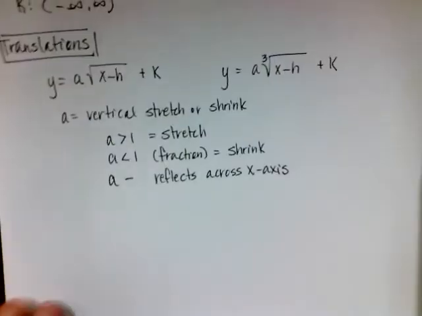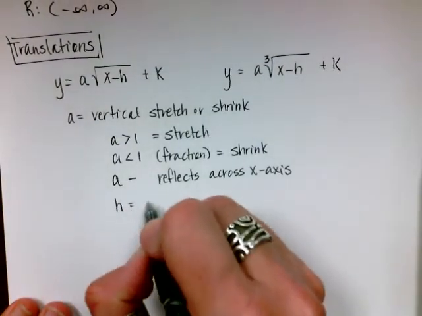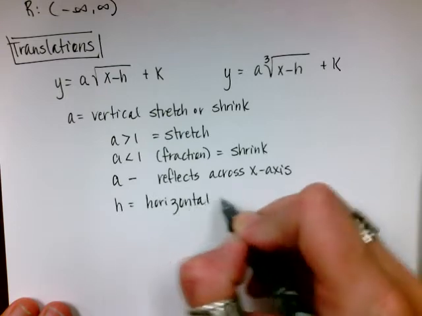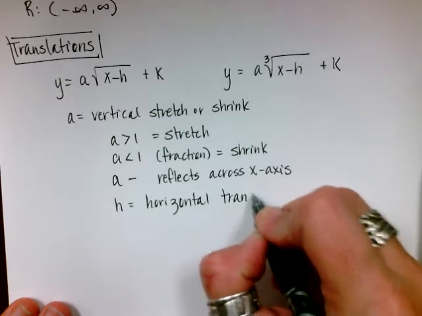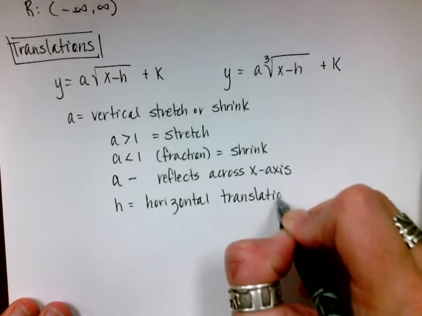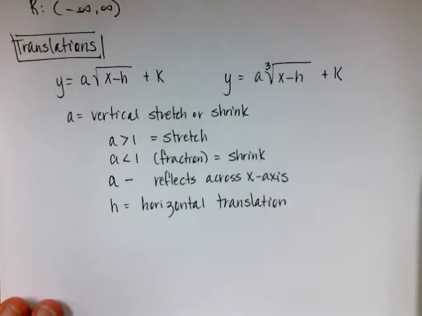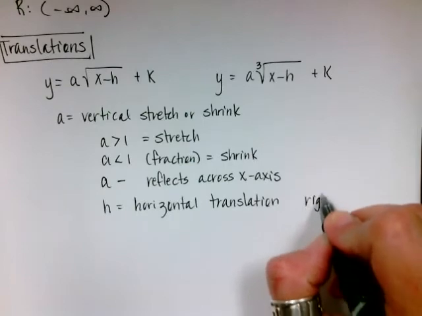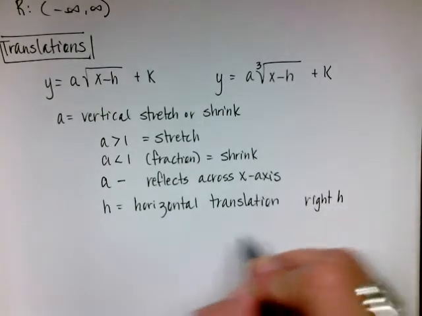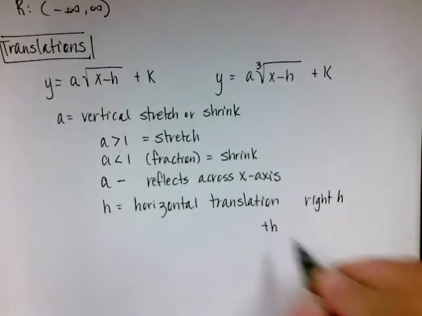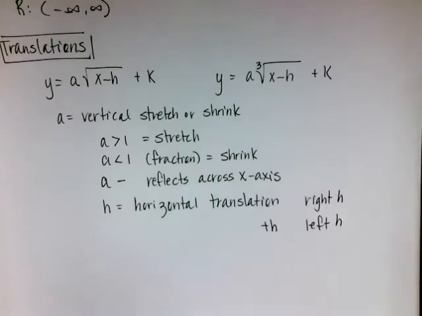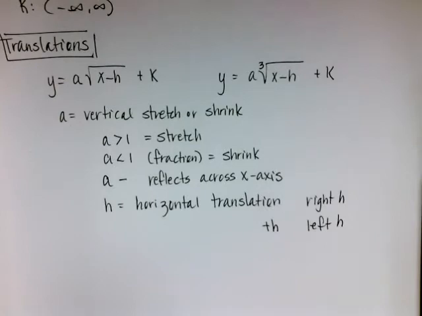Alrighty. My h is a horizontal translation. And remember, anything that's horizontal is going to be the opposite. Okay? So in my equation, if I have a negative h, then it's going to go right h. And if I had a positive h in my equation, that would be left h. Okay? Because two negatives makes a positive.